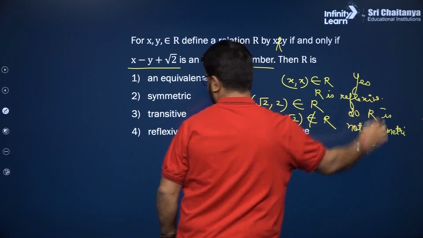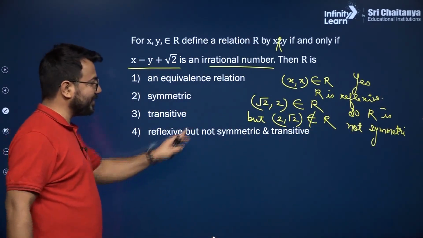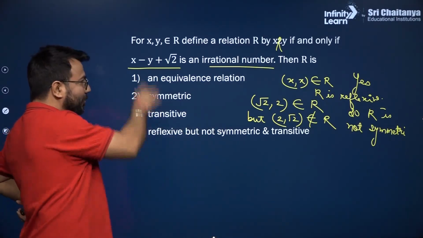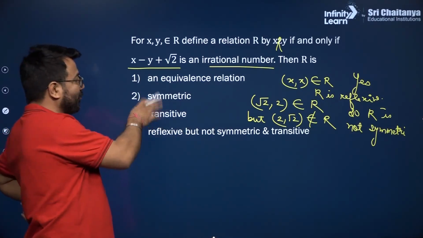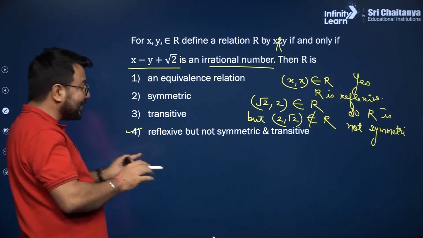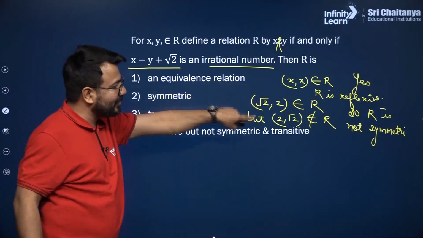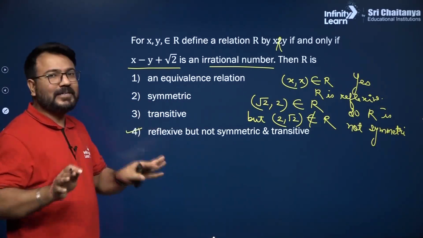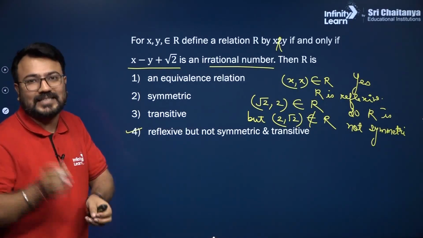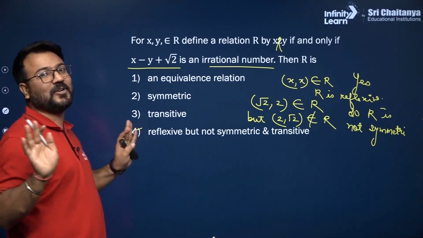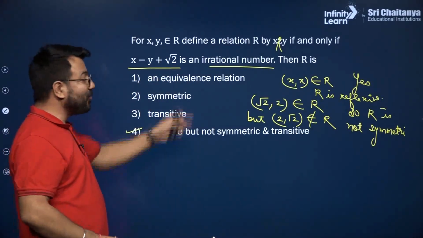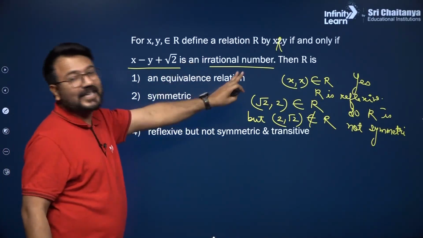Again, if you refer to these options, reflexive but not symmetric and transitive, no. Is there an option for only reflexive? Yes, the fourth option. Obviously we won't be able to get transitive here either, because is there any option giving the answer as reflexive and transitive both? No, there is no such option. So that is why we'll stop here and give the fourth option. We won't even be checking the transitivity.